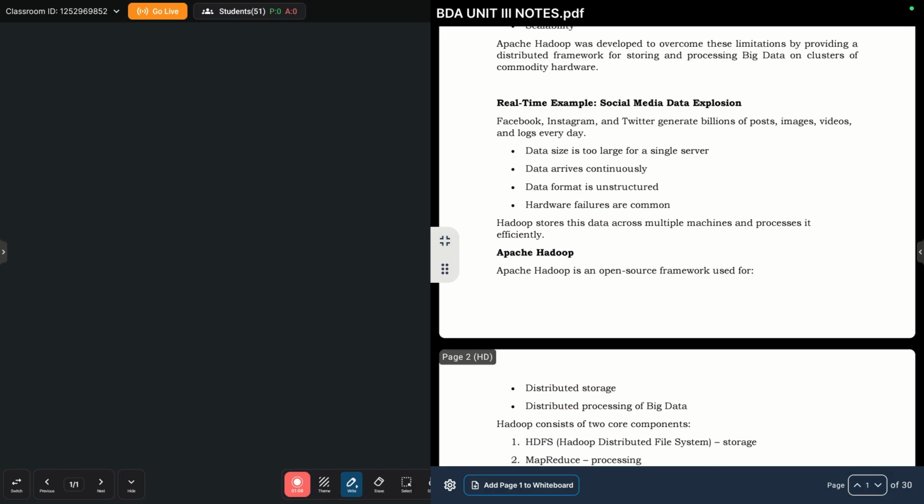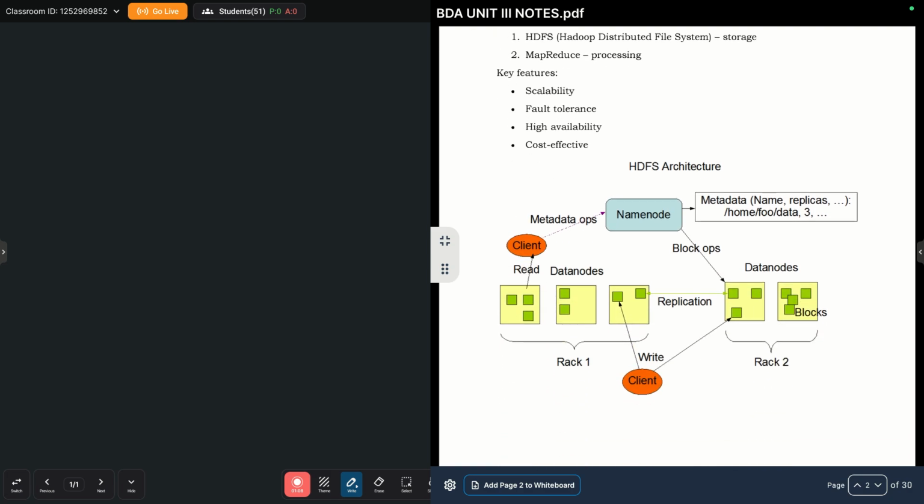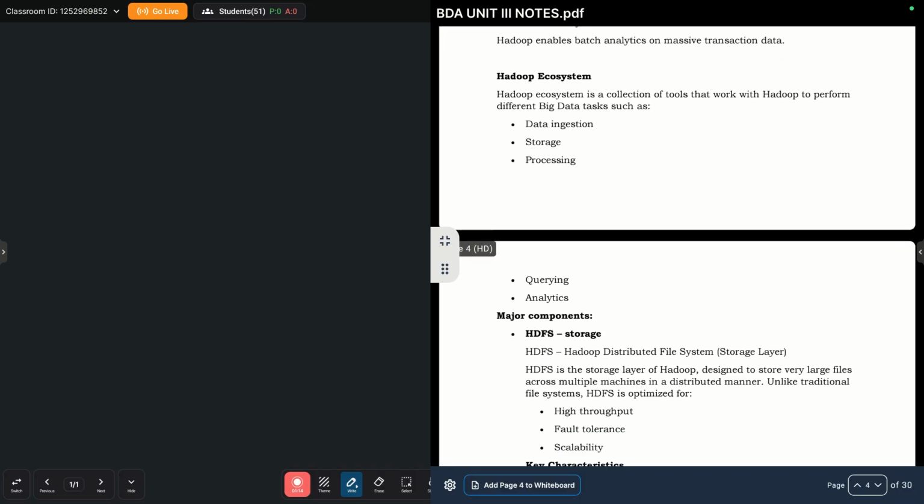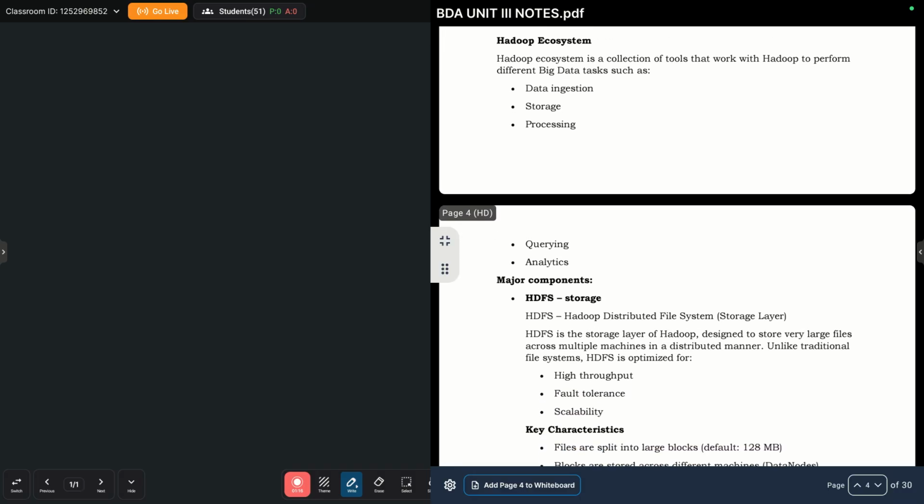Coming to the Hadoop ecosystem, what do you mean by Hadoop? What is Hadoop? Apache Hadoop is an open source framework which is used to store and process the data in a distributed manner. So the purpose is to store and process the data in a distributed manner.